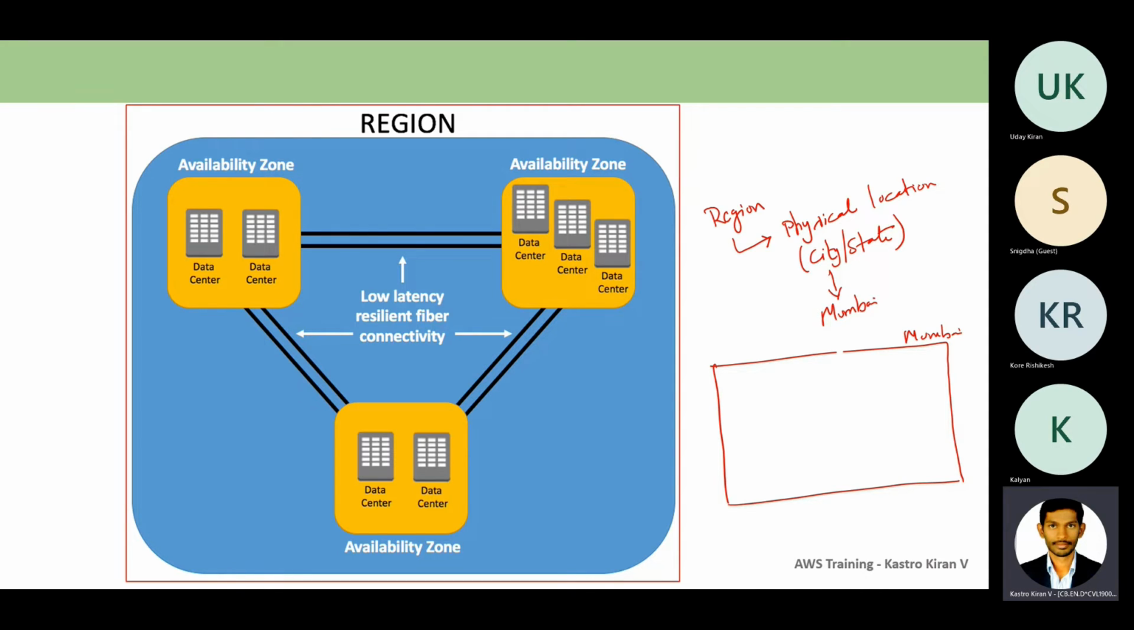Now, inside the region, you have the availability zones. Let's say availability zone 1, availability zone 2, and availability zone 3. Inside these availability zones, you will have the data centers. Now, what is this availability zone? What is this region? And what is this data center? Let's talk about each one of these individually.